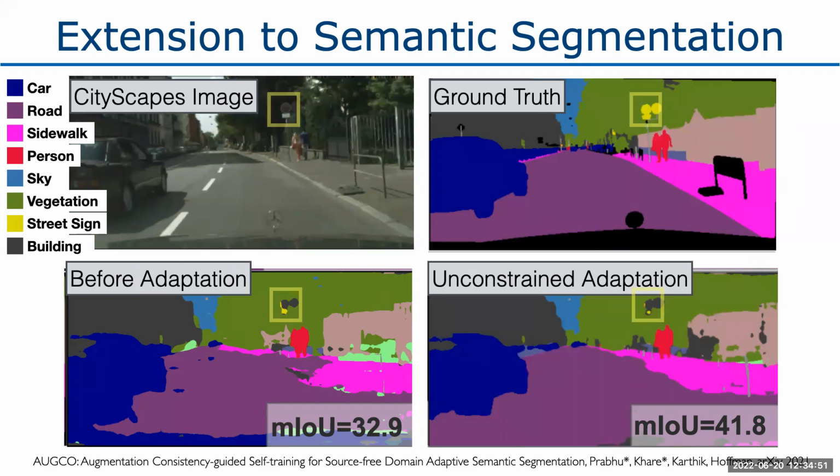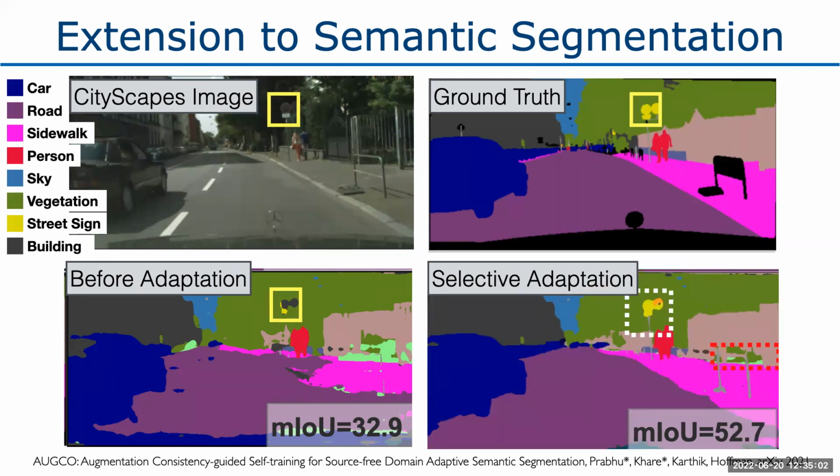But most of these gains are on well-represented categories like road, shown here in purple. And if you actually zoom in on tiny objects such as the street sign here, performance actually degrades when you do unconstrained adaptation. But if you do selective adaptation using a similar algorithm as I was describing earlier, you can actually recover performance again on these small object categories and also boost overall performance substantially.